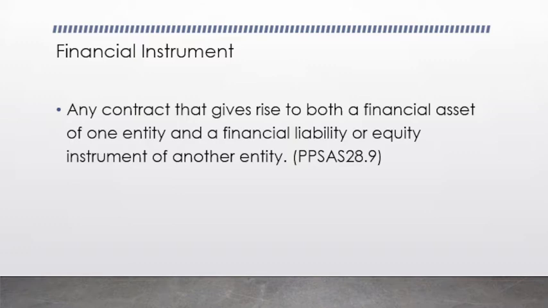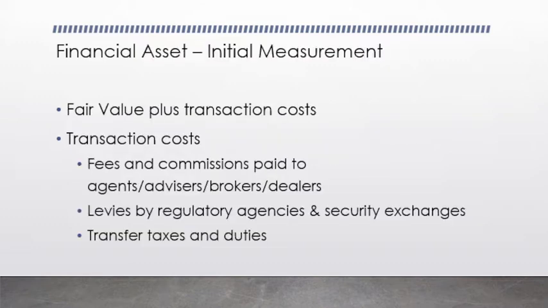So, what are these financial assets mentioned in government accounting? Financial assets generally are initially measured at the fair value plus the transaction cost. So, when we say transaction costs in government, we look at the fees and commissions paid to agents, advisors, brokers, or dealers, the levies by regulatory agencies and security exchanges, and the transfer taxes and duties.